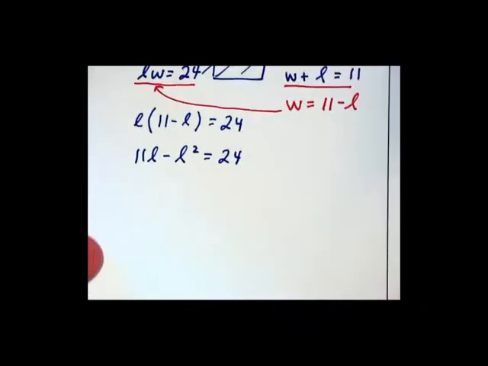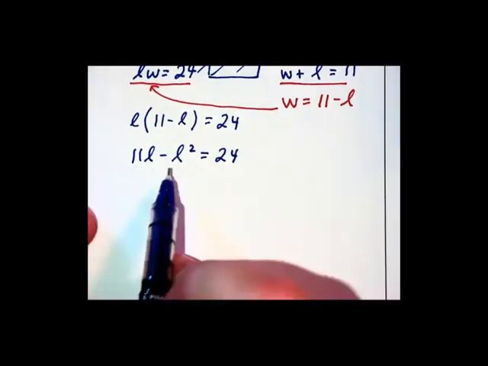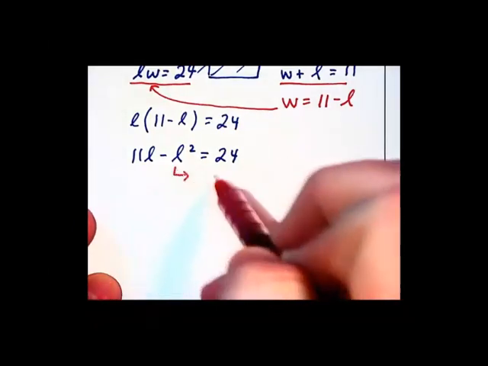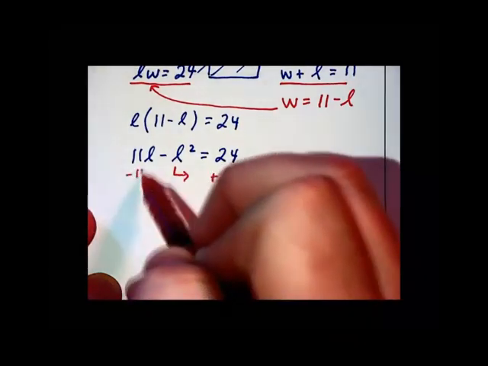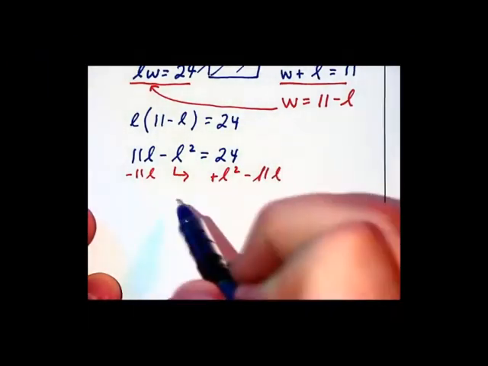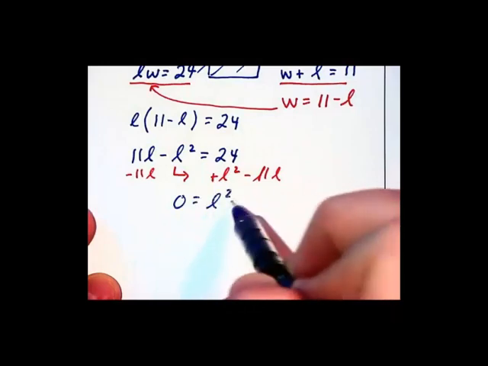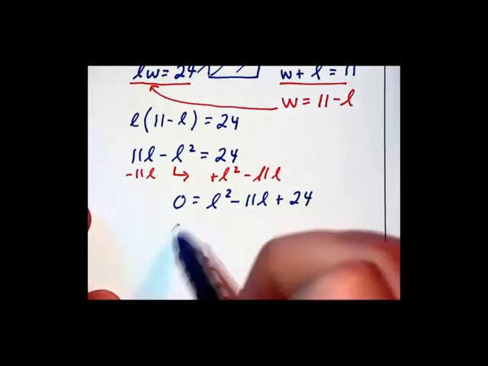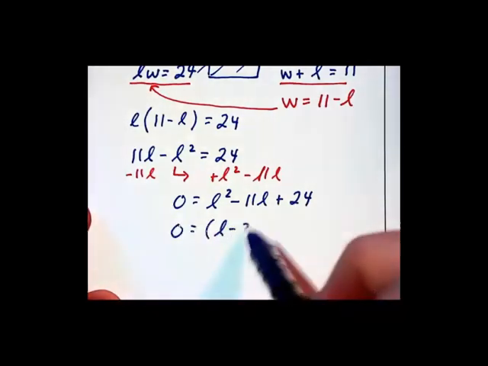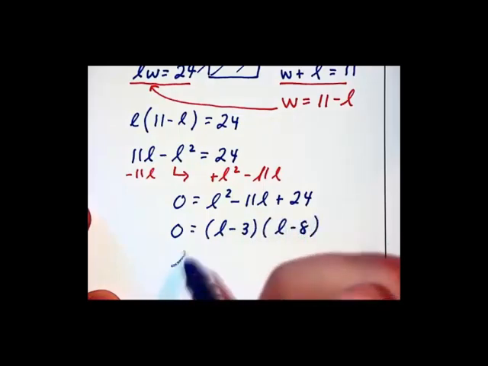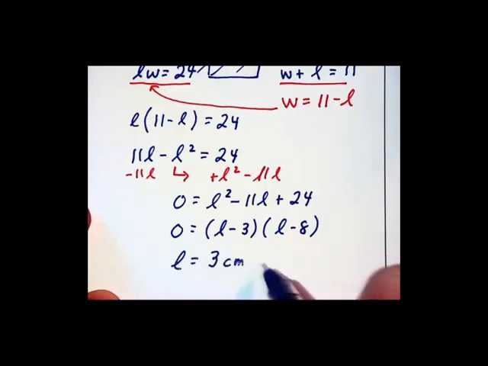We want to now set it equal to 0. I don't like that negative in front of the L squared, so I'm going to add the L squared to each side and subtract the 11L off each side. That will give us 0 equals L squared minus 11L plus 24, which will then factor into L minus 3 times L minus 8. That tells us L will equal 3 centimeters or L will equal 8 centimeters.